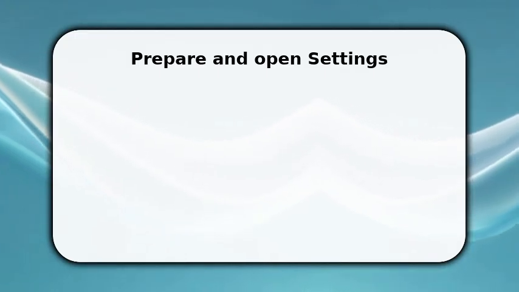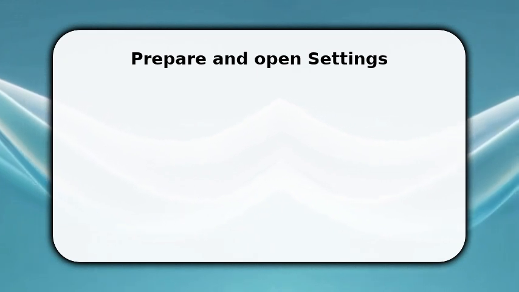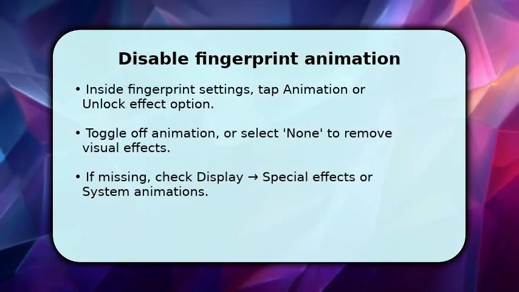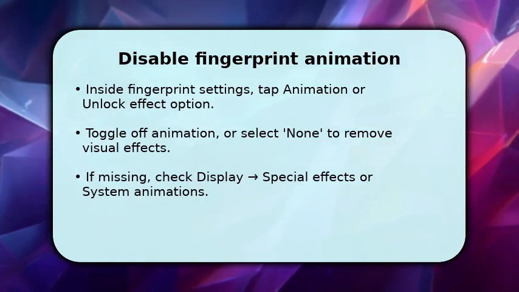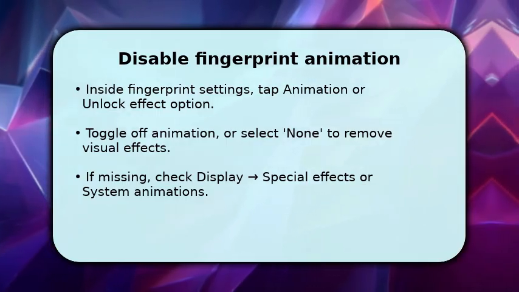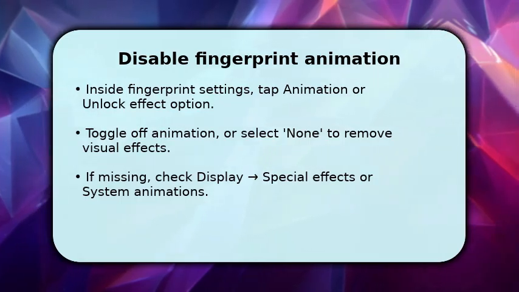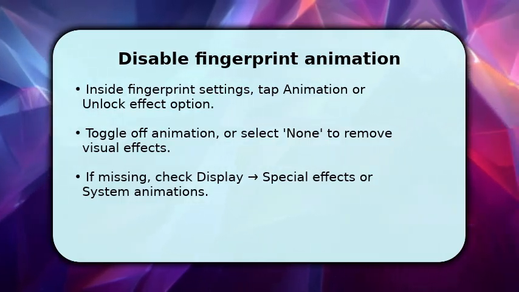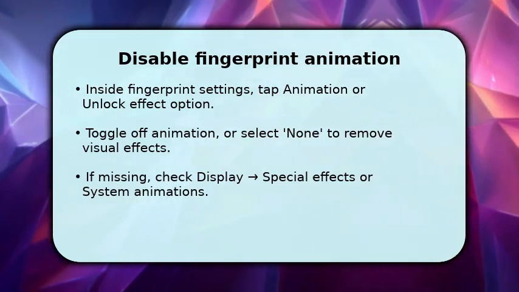Don't pause, move to the customization controls next. Once inside the fingerprint settings, look for Animation, Unlock Effect, or Fingerprint Animation entries. Realme UI sometimes nests them under Display or Special Effects. Tap that option and toggle animations off, or choose none from the list to remove visual effects when unlocking. Make sure to confirm or save changes if prompted, and then lock and wake the phone to test.